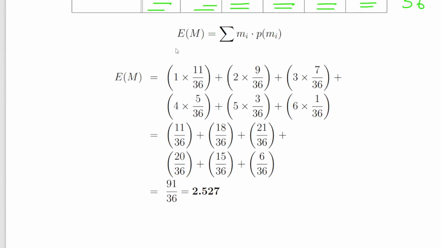So what's the expected value of m? Well, what we're going to do is take the conventional approach. For each possible value of m, we're going to multiply that by the probability and sum them all up. So 1 times 11 over 36 plus 2 times 9 over 36 plus 3 times 7 over 36 plus 4 times 5 over 36, plus 5 times 3 over 36, plus 6 times 1 over 36. So essentially what we could do is reduce them down a little bit, and what you should end up with is 91 over 36, which is 2.527. So that's it.